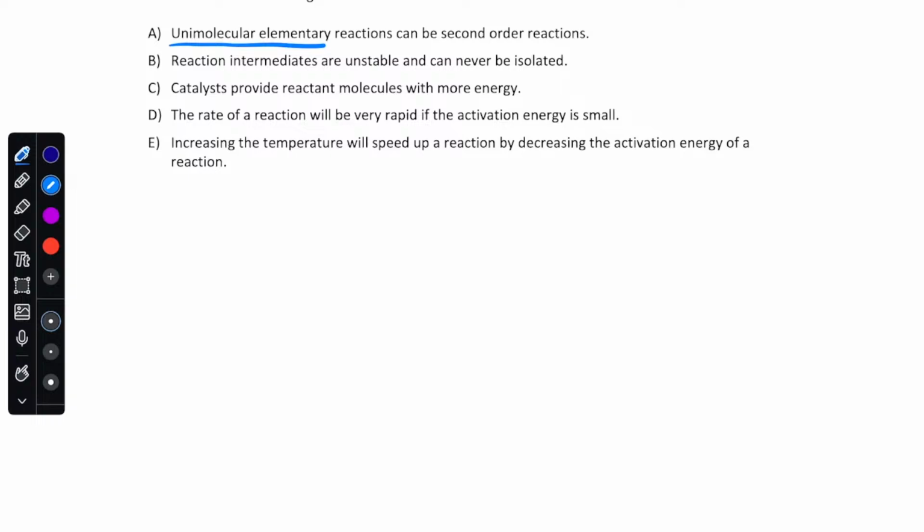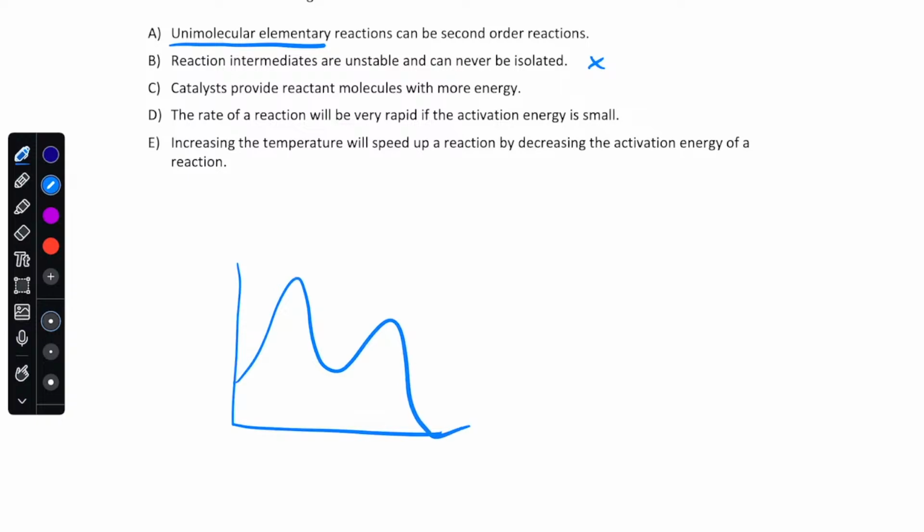B: Reaction intermediates are unstable and can never be isolated. That's not true. Sometimes they're unstable, but sometimes they're not. By definition, if you look at the potential energy diagram that we often draw, aren't they usually stable? Sometimes they're very short-lived, but sometimes they can live a long, long time. By definition, they are at the bottom of an energy well. Transition states are unstable and can never be isolated. They're the peak. It's downhill in all directions. But intermediates, they're okay.